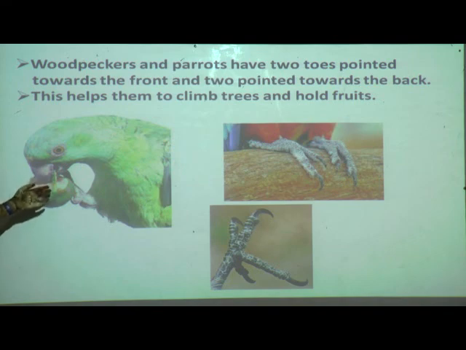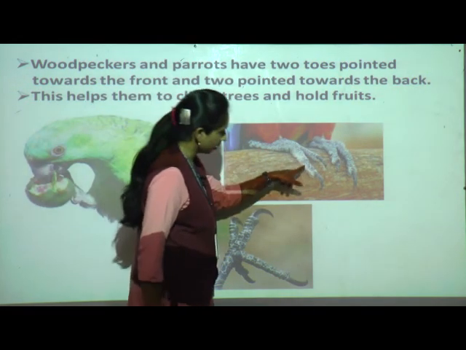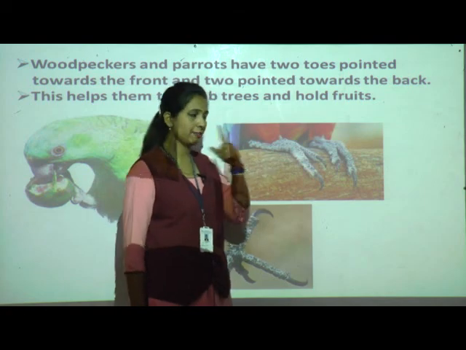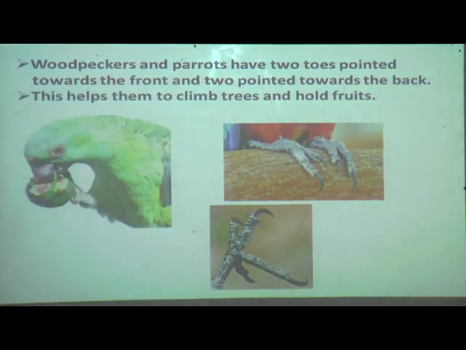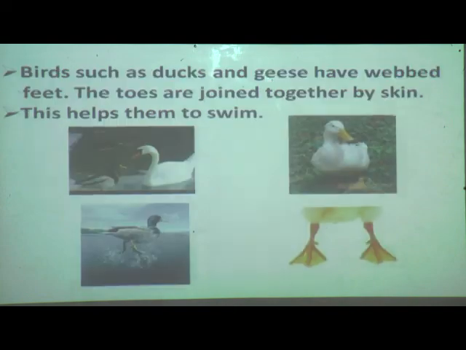Now how? We have hands to eat. Now what about the parrot? You can see in the picture, the parrot is taking help of the feet to hold the fruit and is eating with its beak. Understood? Clear? These are called climbing birds' feet. Climbing birds' feet have two in the front and two at the back. Keep in your mind. Okay? Two toes in the front and two toes at the back.